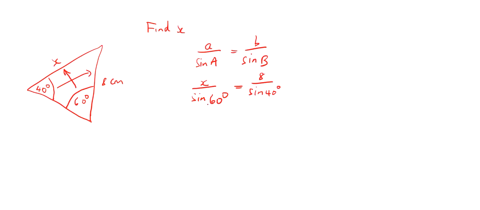Okay? Now you can work out the sine of the angles initially, or you can just cross multiply at this point. Actually, let's work out the sine of the angles. Sine 60 is 0.866, which is equal to 8 over sine 40. Sine 40 is equal to 0.643.